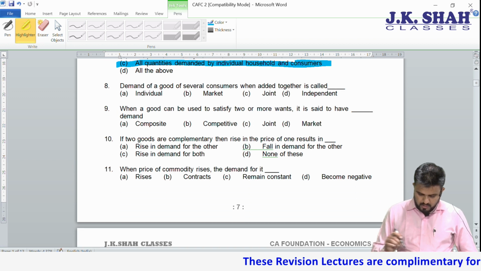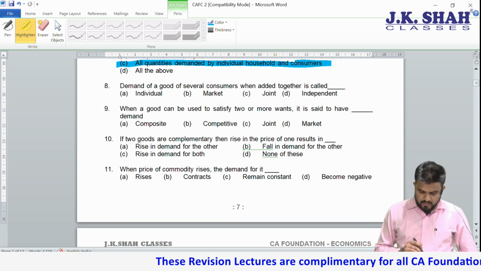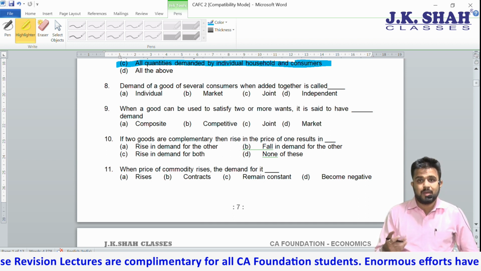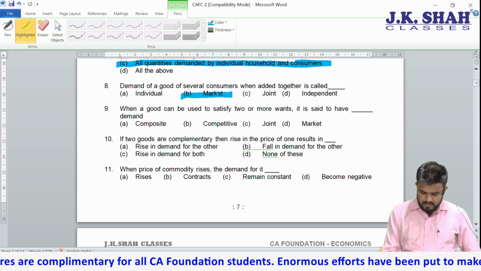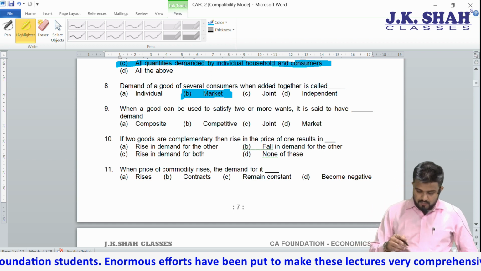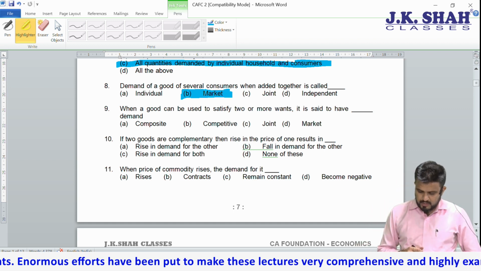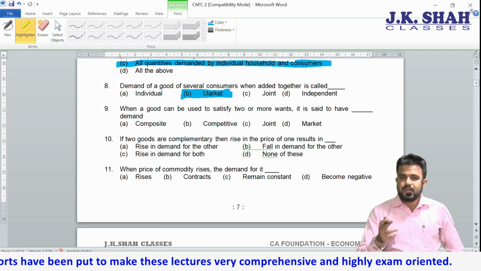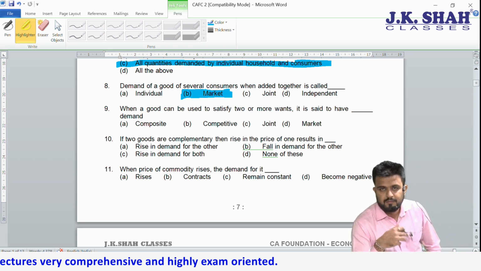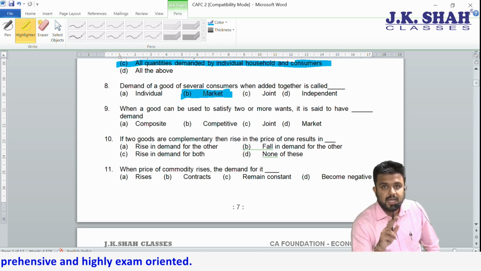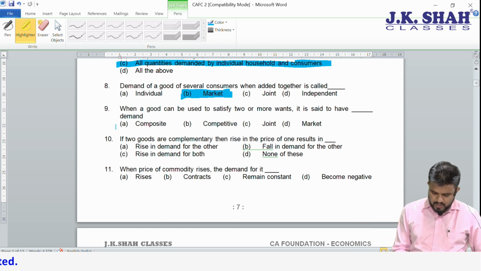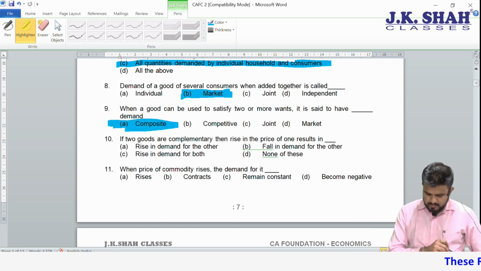Next is demand of a good of several consumers when added together is called as which demand? When many buyers are coming, it is market demand. Option B. When a good can be used to satisfy two or more wants, it's said to have dash demand. We have done this. Commodity which can be put to many uses, which can be used for multiple purposes. Electricity, water, wood. Which demand? Composite demand. Composite. Answer A.